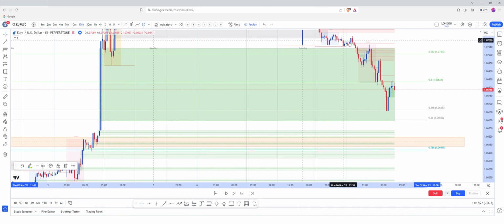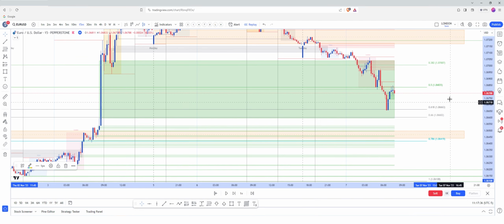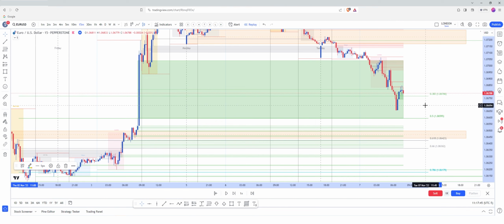So you can see we've come down in the London session, entered a discount, just tapped the top of optimal trade entry, not quite filled the full fair value gap yet, and have started pulling back prior to our London session starting at 8 AM. We've had bearish price action coming here, but we are at a key level now, optimal trade entry, looking for potential reversal here back into the range.